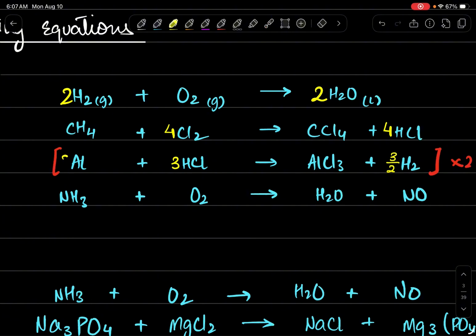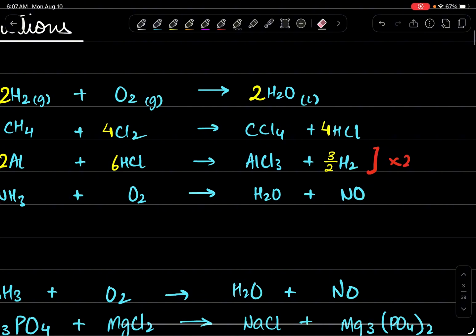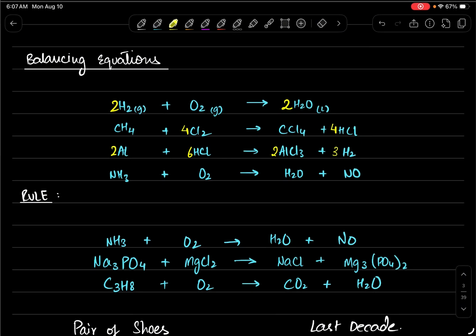So we'll put 2Al. Why 2Al? Because if there's nothing written, it just means 1, right? So 1 times 2 is basically 2. If this is 3, 3 times 2 is going to be 6, right? So this is going to be 6, and this is just 1. So we'll multiply this by 2. So this makes up 2AlCl3. And if we multiply this thing by 2, that makes up 3, right? So this will make up 3. And that will balance your equation, right? I know it sounds a little tricky, but it's going to be fine. We're going to balance another equation just like that.